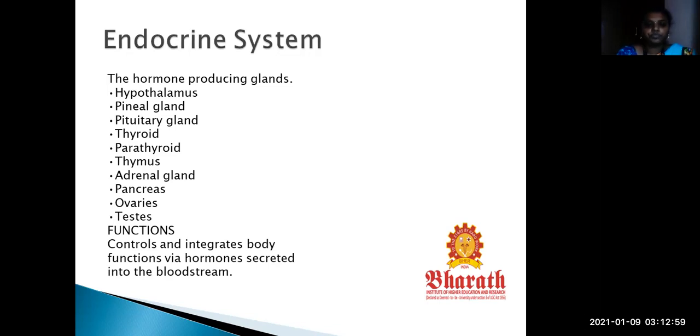So it controls and integrates the body functions. How? By secreting hormones. And here also homeostasis is the main thing. Levels should not go above range or below range. Everything should be in a normal range, and only then will our body work properly. So this is the endocrine system.